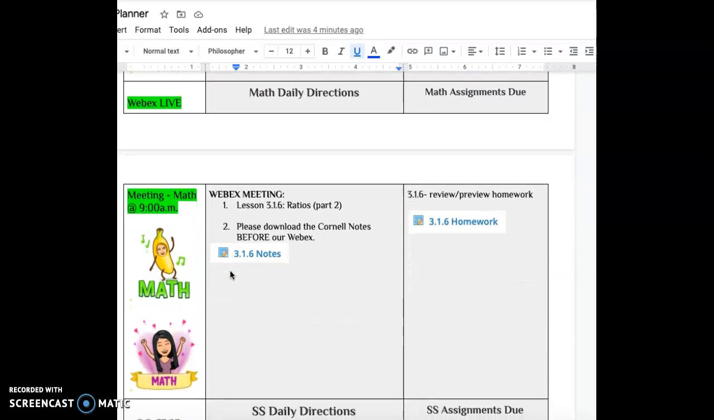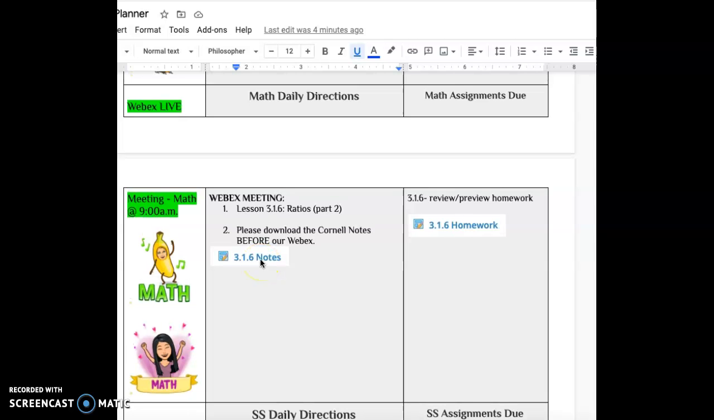For math today, we are going to continue on with part 2 of ratios. We worked on that fun Desmos lesson with the predator prey in the pond on Friday, and we're going to continue with that lesson on ratios today. Today you will have 3.1.6 as your homework for the review preview. Make sure you have your 3.1.6 notes downloaded also prior to coming to the meeting.